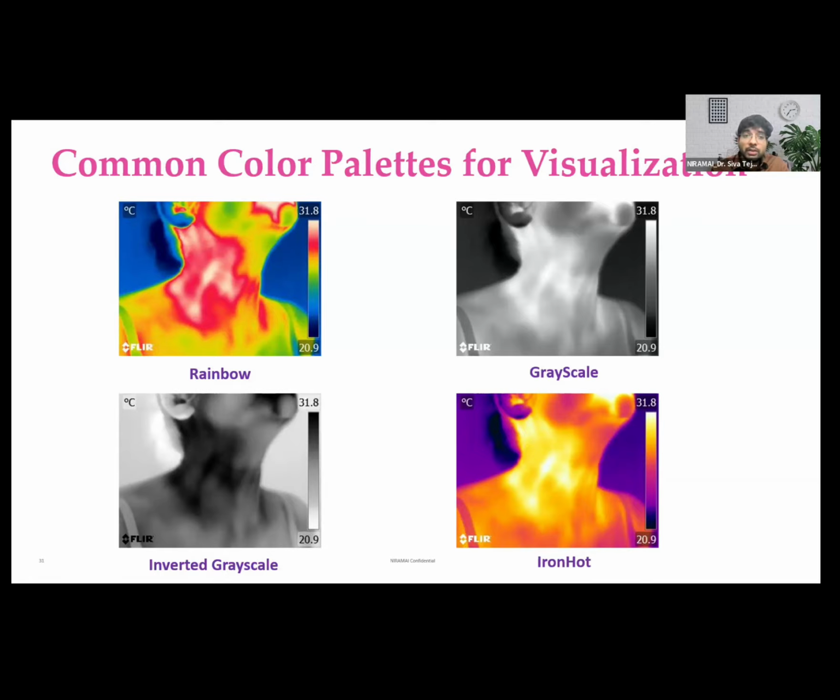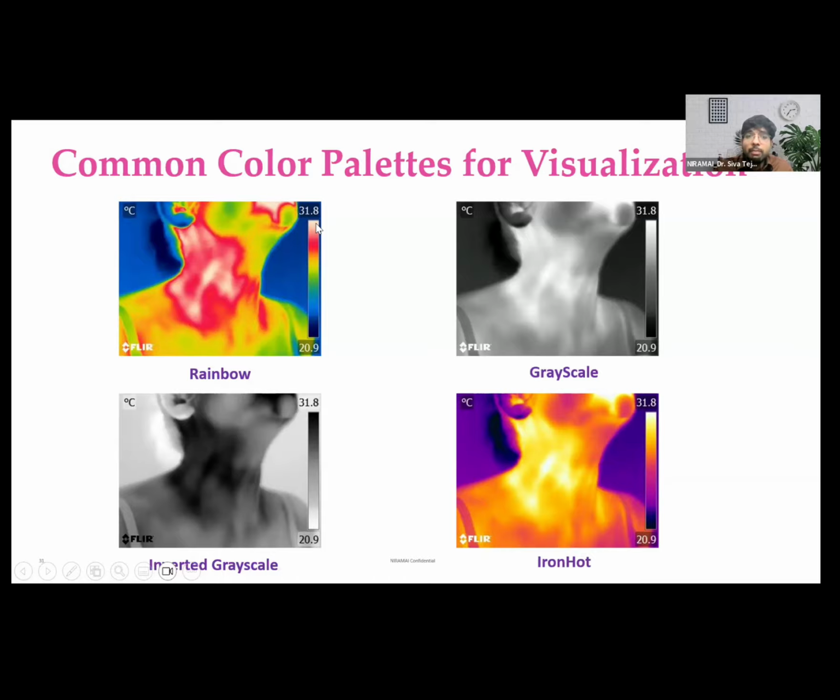So for the purpose of visualization, we employ color palettes. We call them pseudo color palettes. These are 4 standard color palettes that we typically use in thermal imaging, wherein the concept is that the lowest temperature is assigned to the lowest row of this color palette, and the highest temperature is assigned to the max row of this color palette.